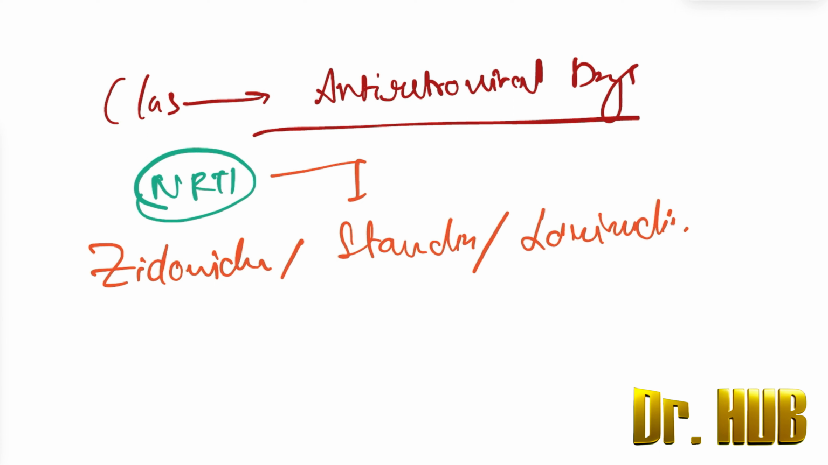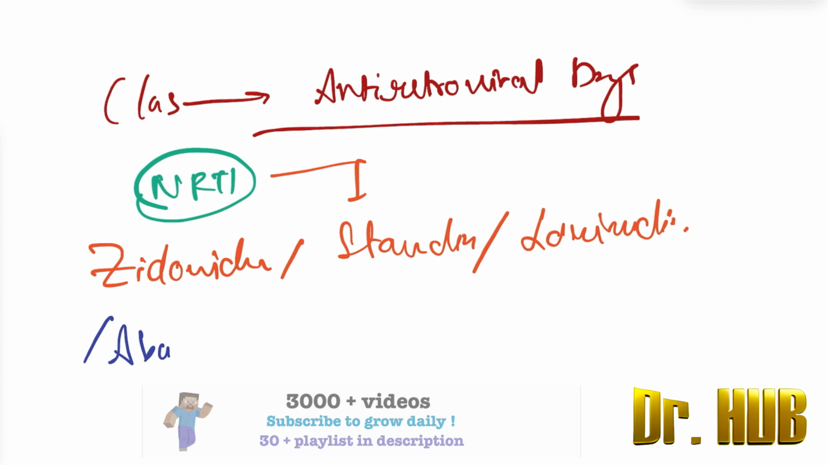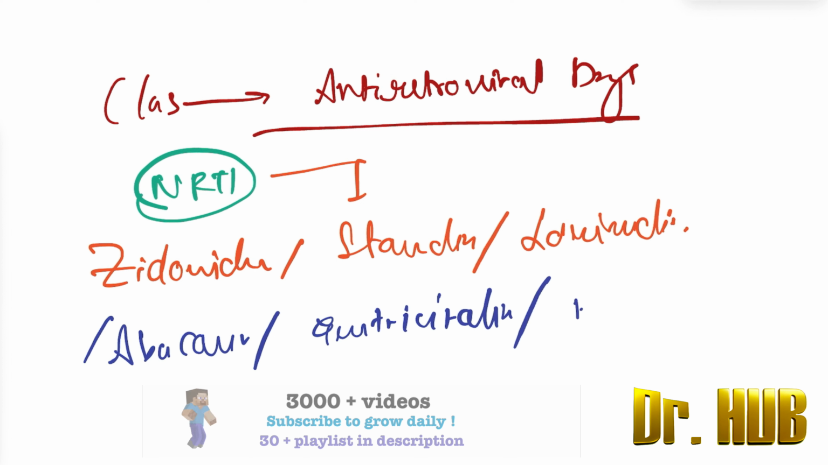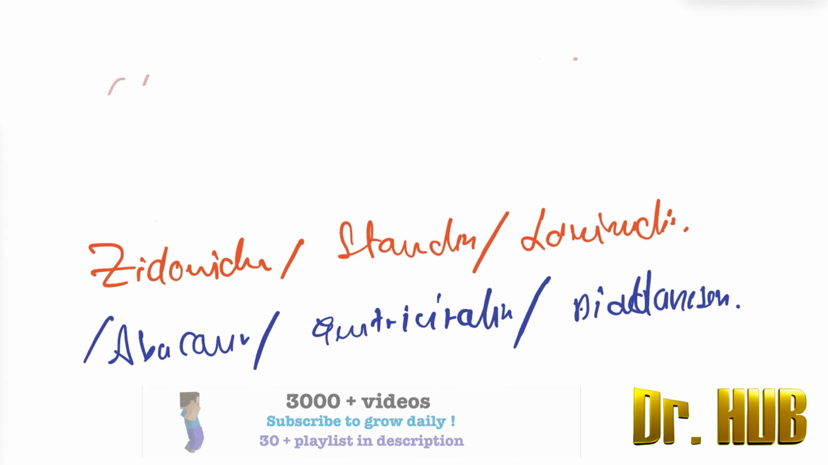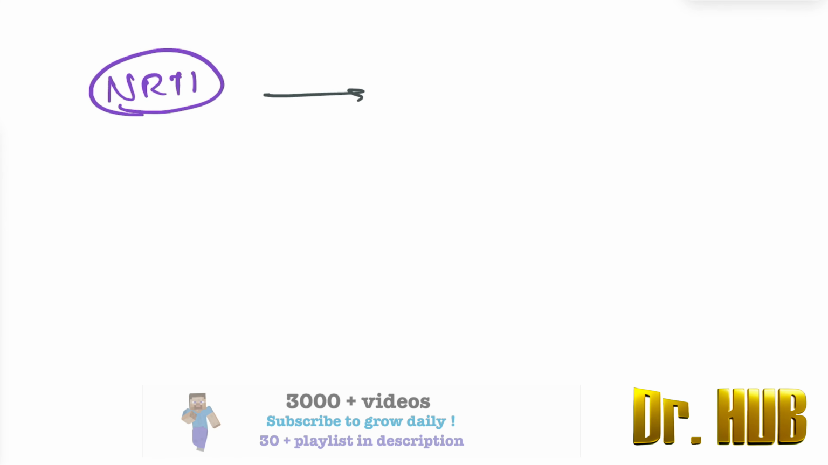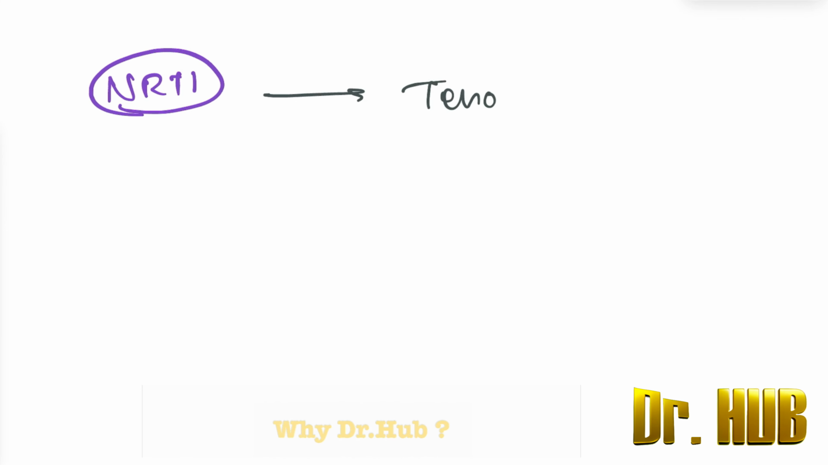Next we have some other drugs such as abacavir, amitriptyline, then also didanosine. Then we'll move on to the NtRTI. So what happens to the NtRTI? In terms of the NtRTI, it is known as the nucleotide reverse transcriptase inhibitors. Here in the case of NtRTI, the drug is nothing but tenofovir.